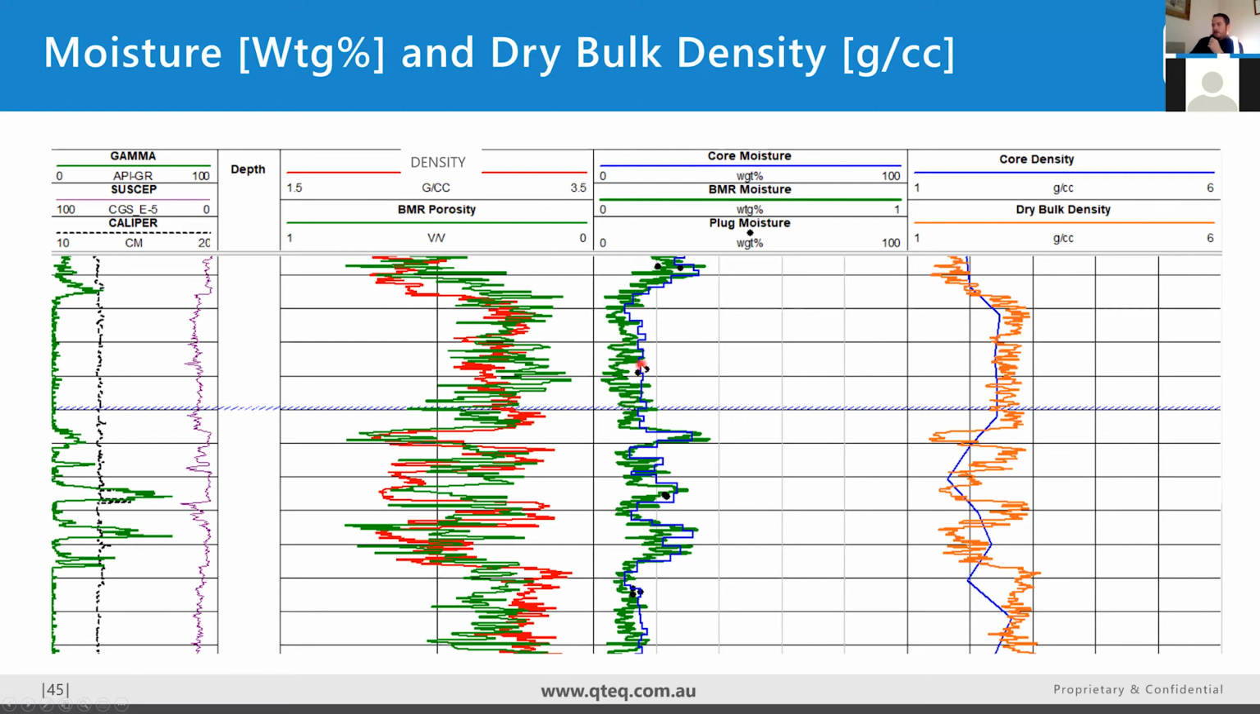We also did some plug measurements in the black dots, but we see a very good correlation and trend between the wireline log and the core moisture that they got back from the labs. So this is a nice example where, if you collect the correct data in the field, you can start replicating some of the processes that you often do within a lab environment.